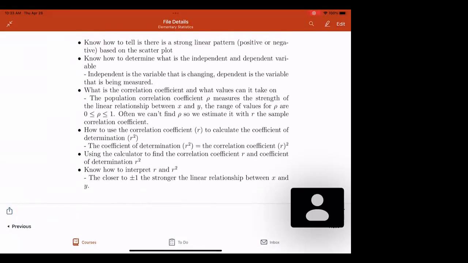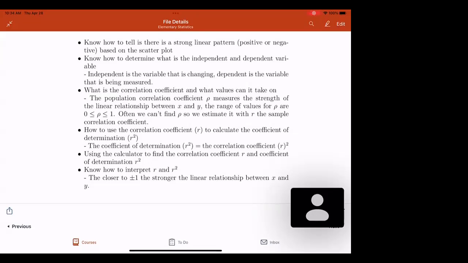What is the population correlation coefficient and what values can it take on? So what does the population correlation coefficient actually do? It measures the strength of the linear relationship between the two quantitative variables, x and y. And the range of the values it can take on is between, that should be -1 to 1.